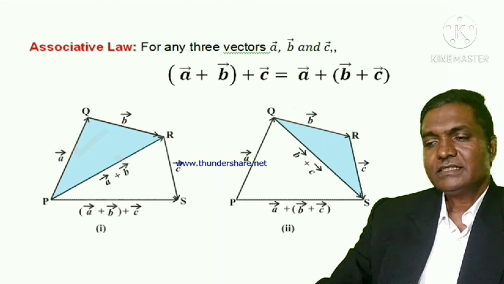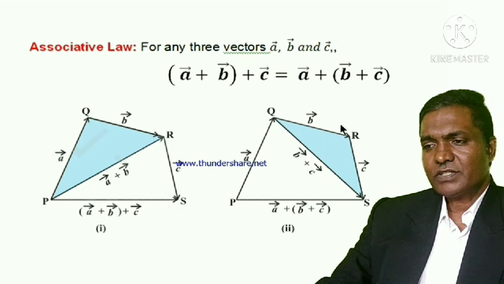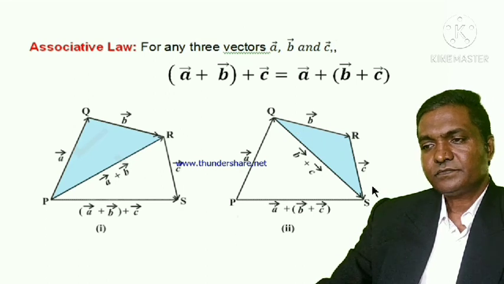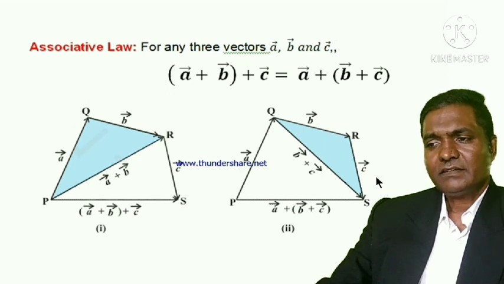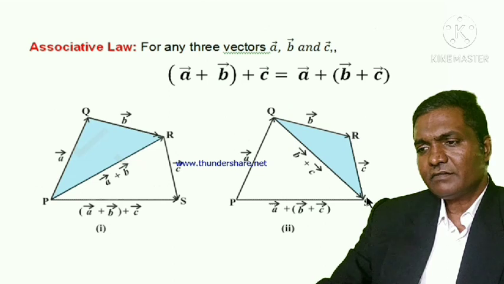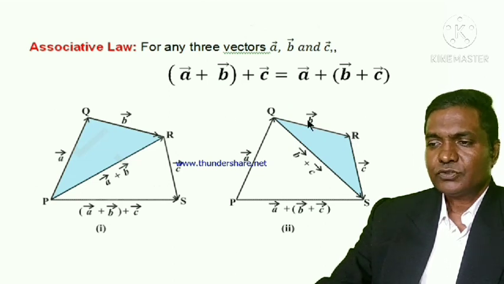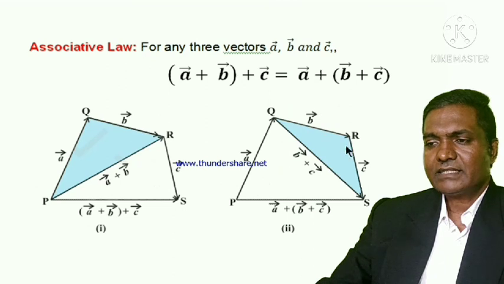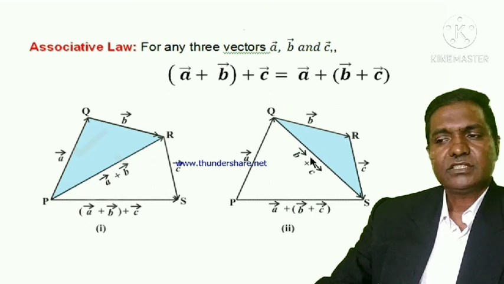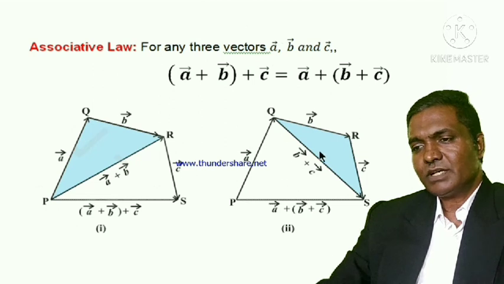Similarly, look at this. Same figure, everything is the same. Now see here, first I add these two vectors, vector B and vector C. Vector B is this, starting from Q and ending at R. Vector C is the vector starting at R and ending at S. So they can be added, and their sum is this diagonal, as we saw in the triangle of vector addition. This is your B plus C.